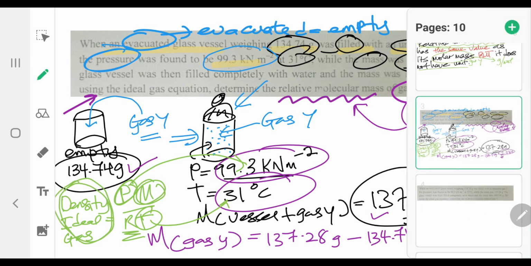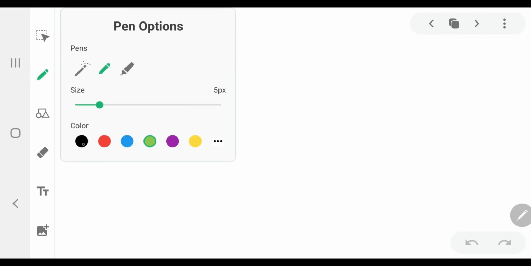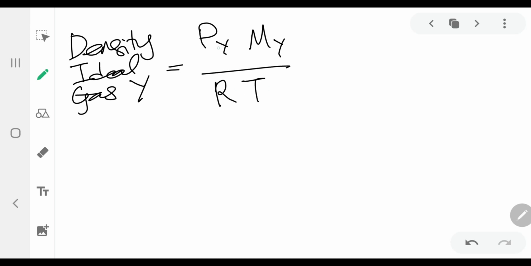Now the question is, when you have that formula for ideal gas, in this case we have gas Y. We have the pressure for gas Y just now. And then we want to find the molar mass of gas Y over R and the temperature. Okay. So we have the pressure. We want to find the molar mass. We know the value of R. And then we have the temperature T.